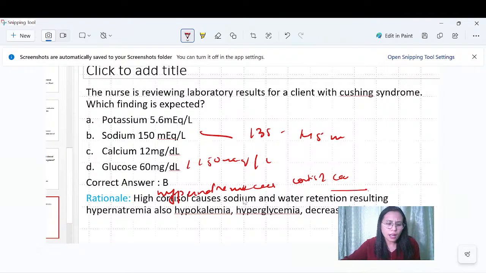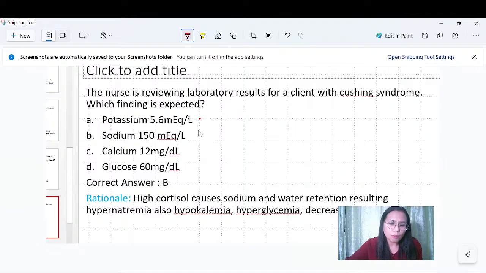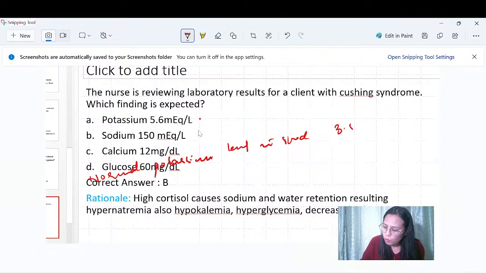Now, why are the other options wrong? The first one is potassium 5.6 milliequivalent per liter. The normal potassium level in the blood is 3.5 to 5 milliequivalent per liter. So if the potassium level is more than 5, like 5.6 milliequivalent per liter, it indicates hyperkalemia.